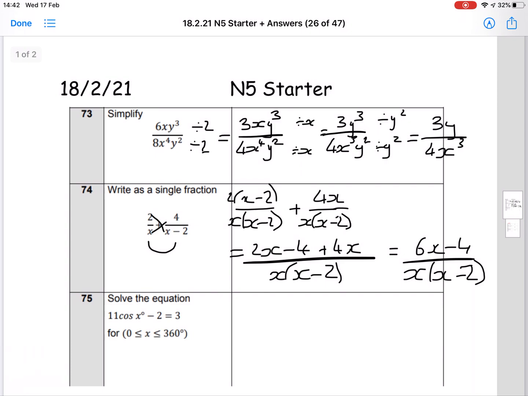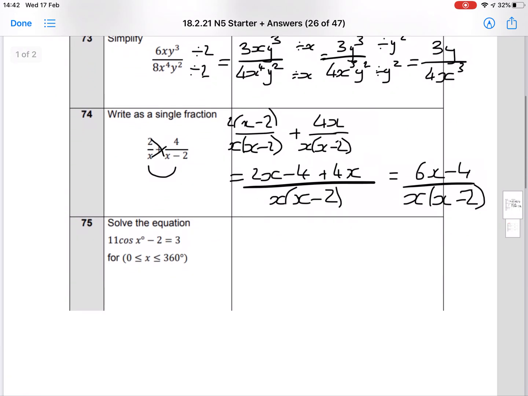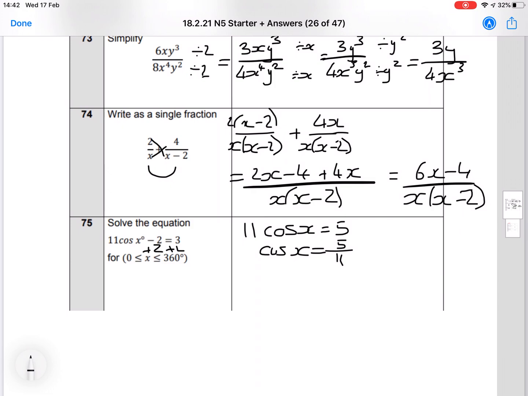The last question in the set today is a trig equation. So we have solve the equation 11 cos x minus 2 equals 3. So the first thing we would do is add 2 to both sides. So we're going to get 11 cos x equals 5 and then divide both sides by 11. So cos x equals 5 over 11.